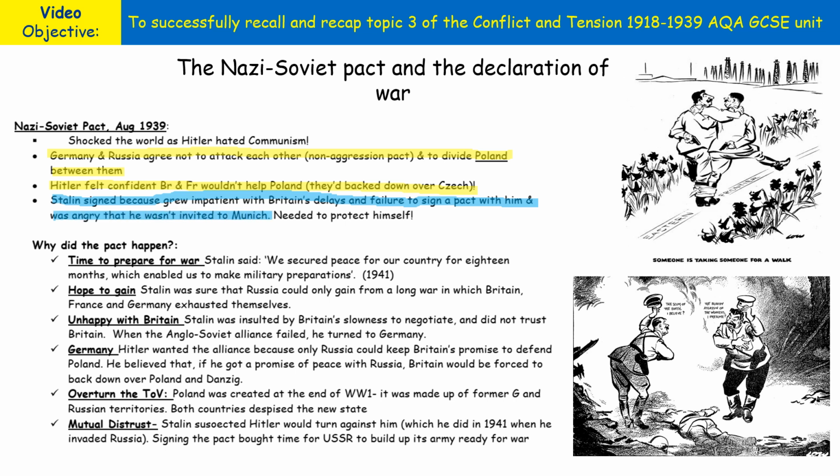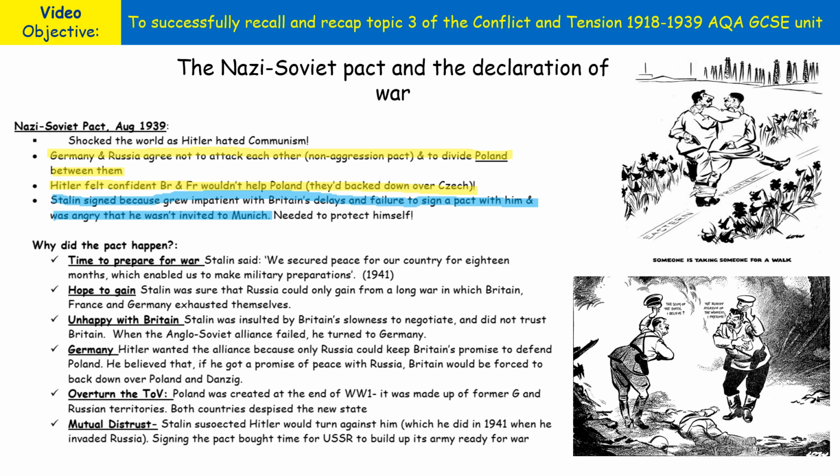Czechoslovakia is a country in Eastern Europe, and with Nazi Germany taking over Czechoslovakia, it was getting closer and closer to the Soviet Union. So Stalin felt let down by Britain and France that he hadn't been invited to the Munich conference.